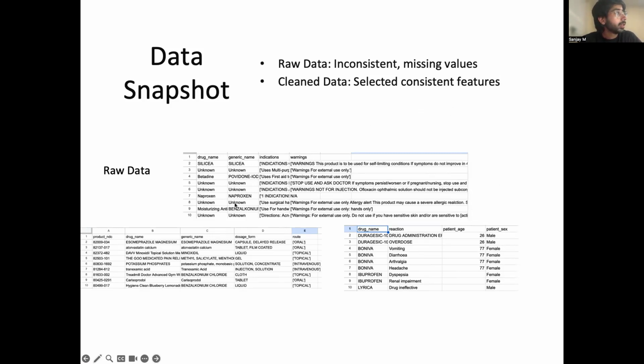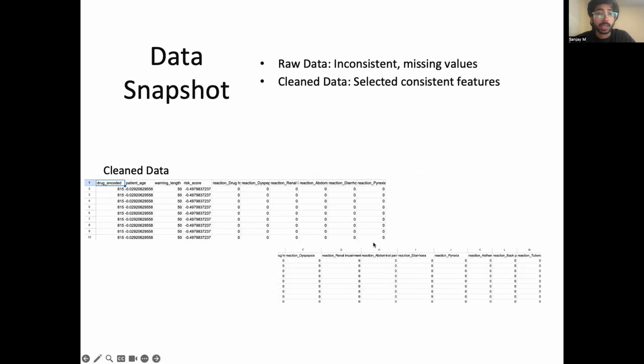So, this particular data set had so many missing values and inconsistent values. So, as you can clearly see under the drug name, we have so many unknown values, and even under warnings, we have so many drugs which had warnings listed as nil or NA. So this is my data set before cleaning, and then we'll move on to the next slide, which has the snapshot of the clean data.